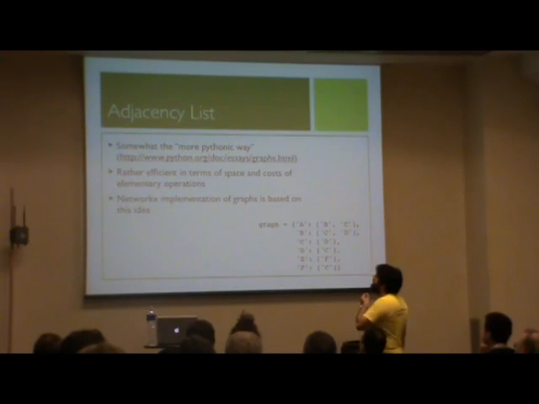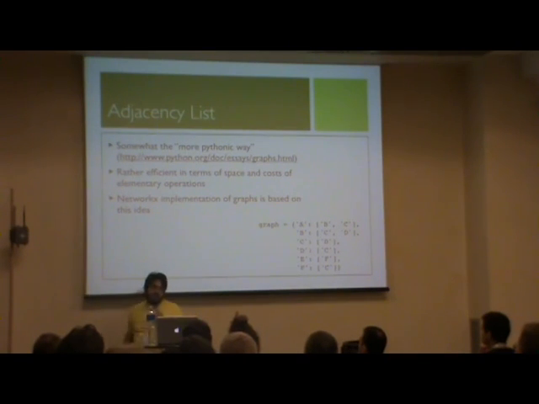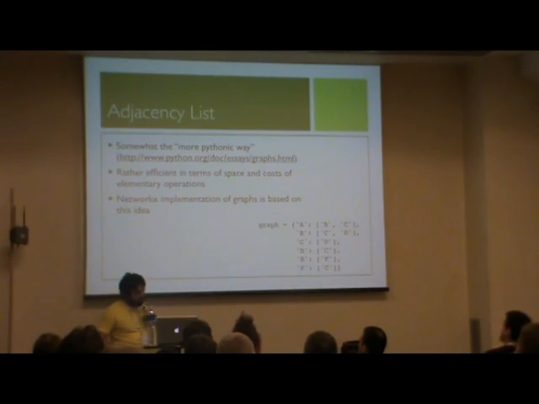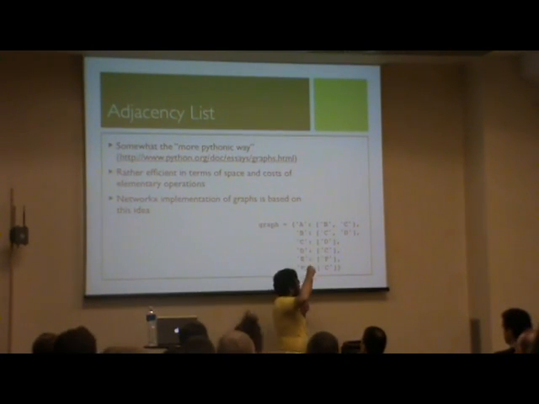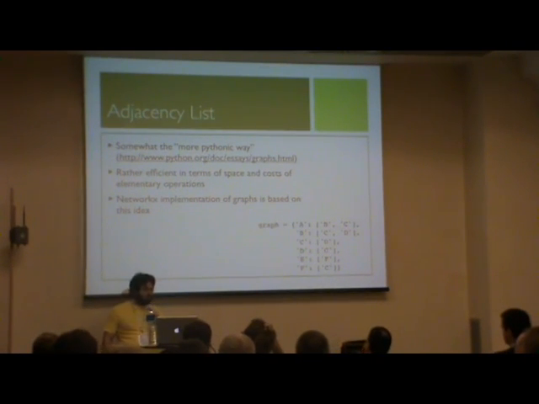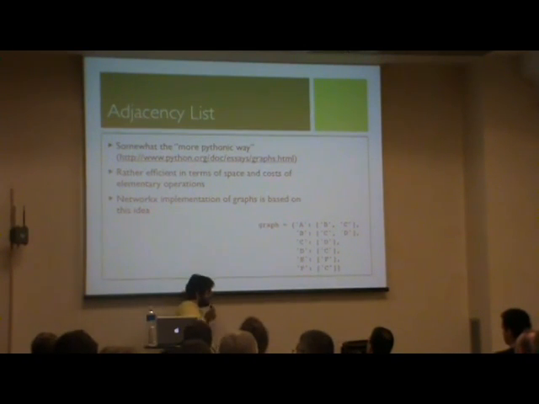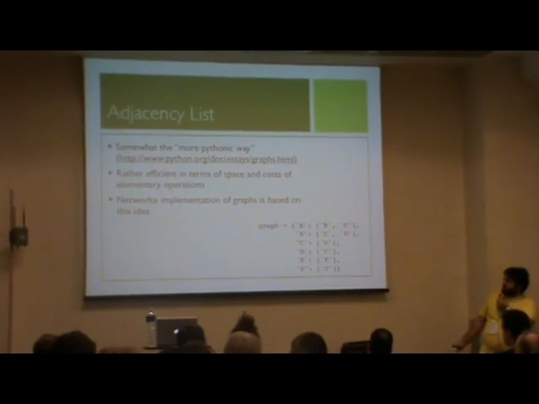About adjacency lists, this is somewhat the more Pythonic representation. There is also this beautiful essay from Guido van Rossum himself. Okay, he argues that this is the best representation in Python for simple graphs. You can just do it with dictionaries and lists. Okay, that's nice. It's efficient in terms of space and costs of elementary operations, and it's also what is used under the hood by the most famous networking library in Python, NetworkX.